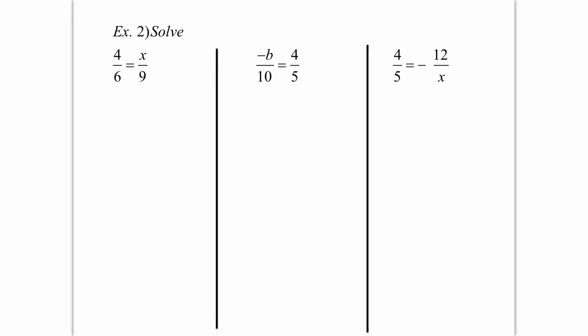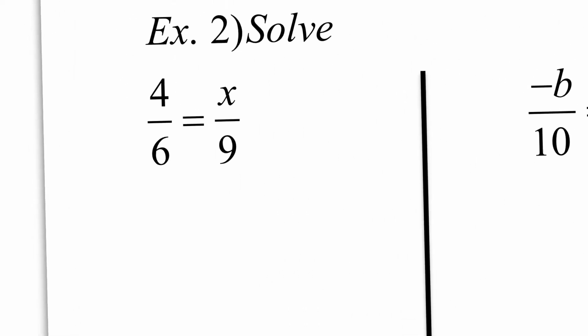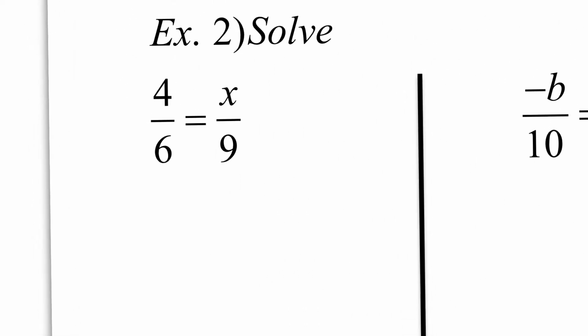So the variable can be anywhere in that proportion. But to solve a proportion, you're just going to use the cross product property. So we want to solve for x. I'm going to multiply the numerator here times the number across, and I can do that because this is a proportion. Notice we have a fraction, 4 over 6 equals x over 9. So we have one fraction equals another fraction. There's no plus another fraction.